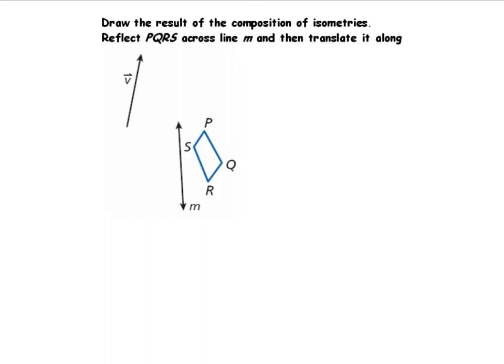So in this example, what I'm going to ask you to do is, on your own, you're going to first reflect our quadrilateral PQRS across line M, and then you're going to translate it along this vector V. So I'd like for you to reflect this across the line M, and then I want you to translate it. So go ahead and try to draw that out. Pause the video, do it on your own, and when you're all set and ready, start it up again, and I'll have my best possible diagram that I can draw on this. Give me a little leniency.